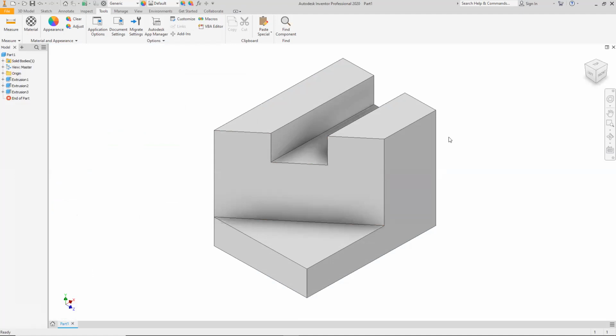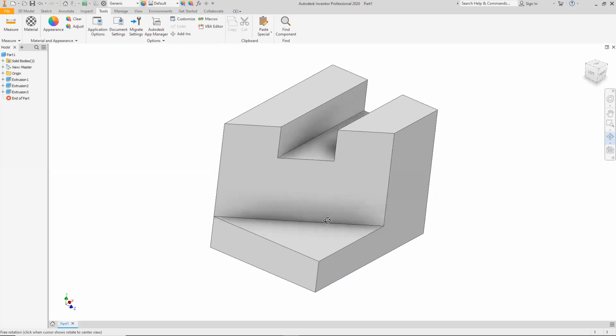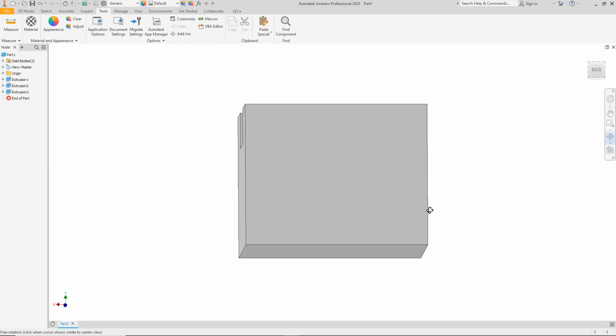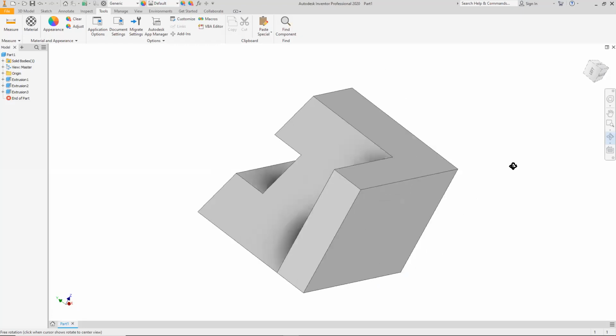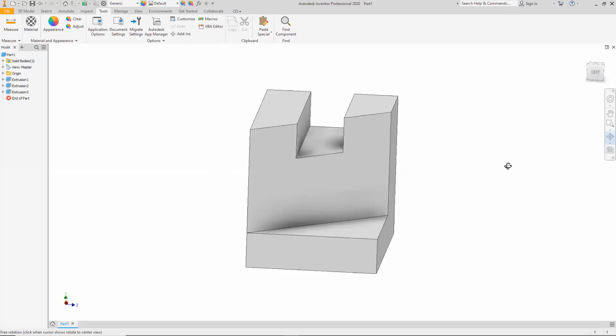Okay, I think it's better now. So please pay attention. So this is the object. Please don't make noise. Mute your mics. This is the object. This is the 3D object, and here we can rotate it around. So this is how it looks.